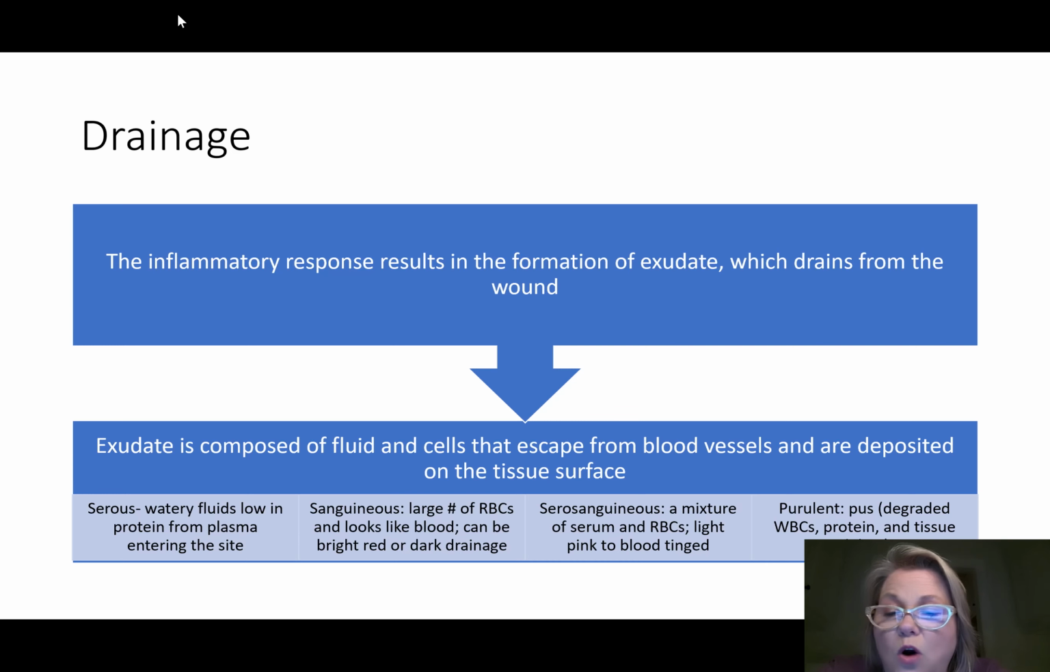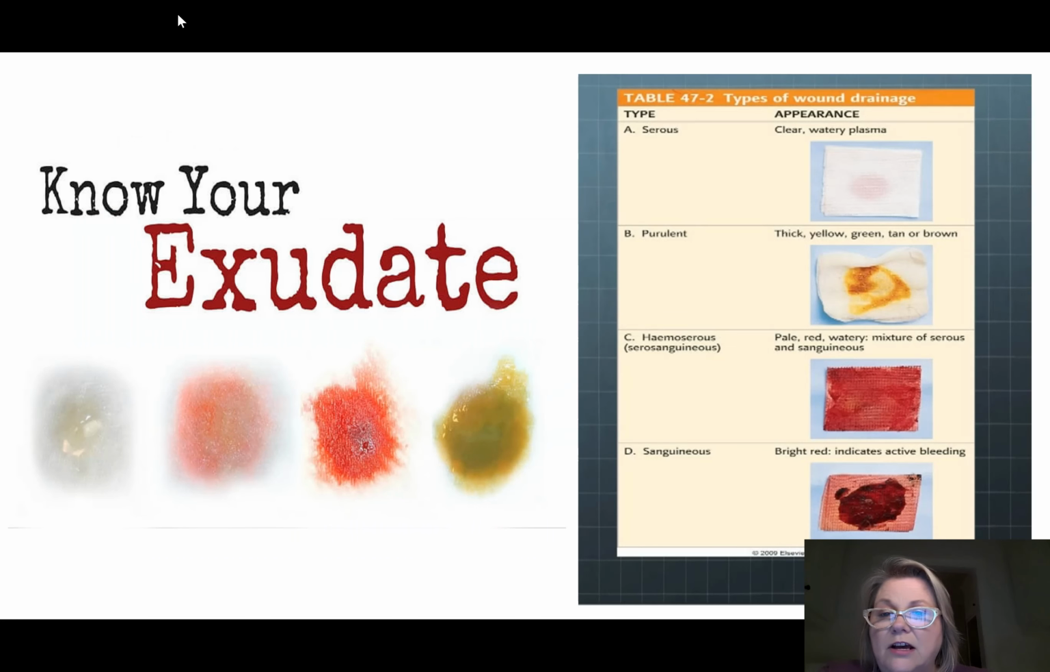So, serous is watery fluid low in protein from plasma entering the site. Sanguineous is large amounts of red blood cells and looks like blood, but it can be dark drainage or bright red. Serosanguineous is a mixture of serum and red blood cells, light pink to blood tinged. And then you have purulent, which is pus, degraded WBCs, protein, and tissue debris. So this is kind of a good picture, the best thing that we could come up with.